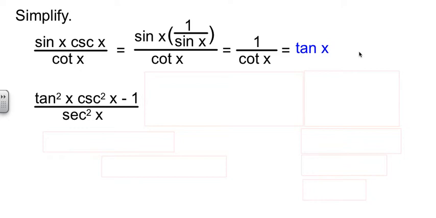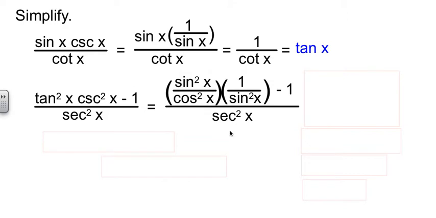Okay, let's look at another one. This one's a bit more complex. Not a lot, but enough to get your attention. All right, we have tangent squared x times cosecant squared x minus 1. Well, I know that tangent and cosecant both can be rewritten. Tangent x equals sine x over cosine x, so tangent squared would be square those. Cosecant squared is 1 over sine squared.